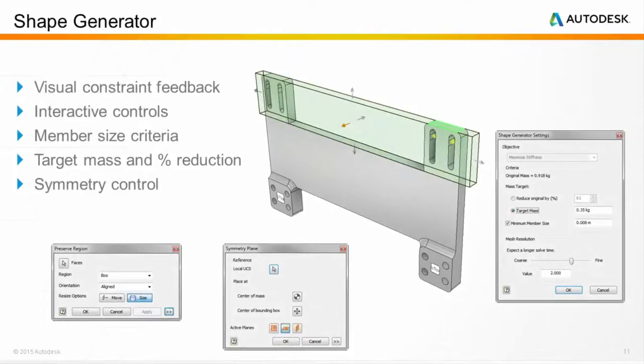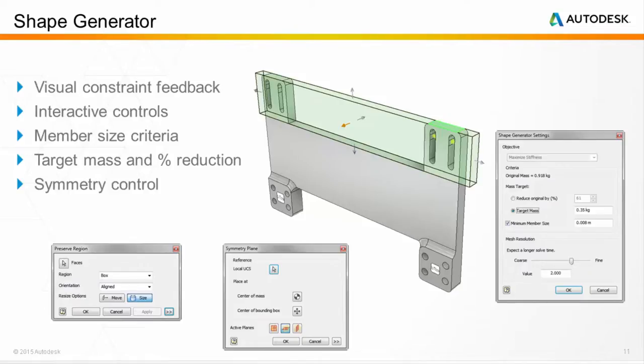Shape Generator, initially introduced in Inventor 2016 Release 2, assists in the conceptual design of structurally efficient parts. For Inventor 2017, several improvements were made in the Shape Generator workflow, and new controls were added as additional criteria. Glyphs provide feedback on the location of fixed, pinned, and frictionless constraints. These glyphs also now appear in the stress and modal analysis environments in Inventor.